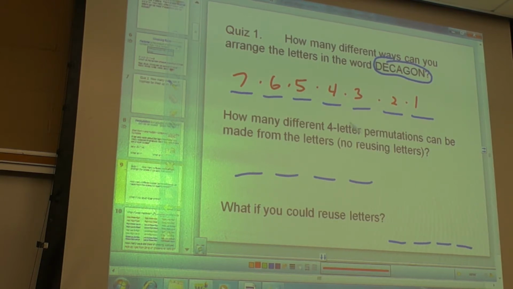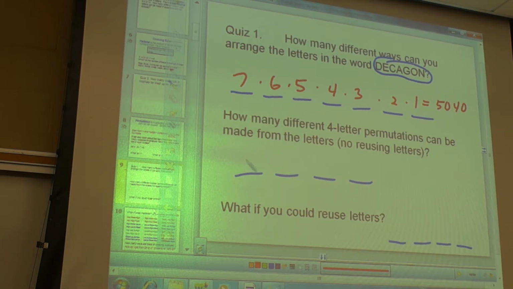I don't care what that is, just write down whatever that is. On the exam, you'll need to write what it is. Somebody give it to me, that's fine. 5,040. Great. How many different four-letter permutations can be made from the letters if you cannot reuse them?